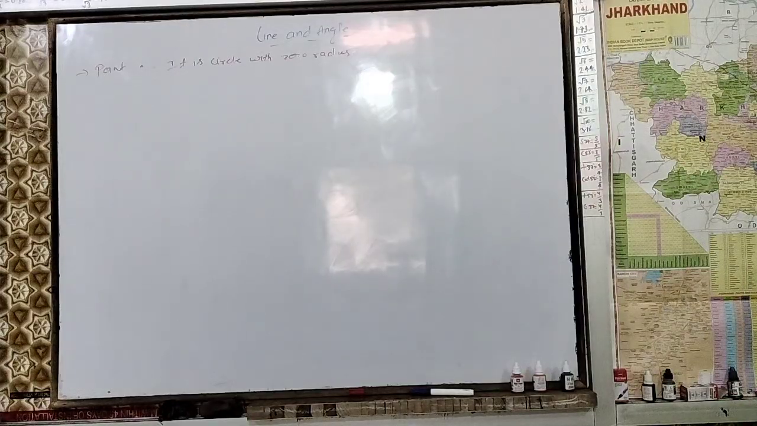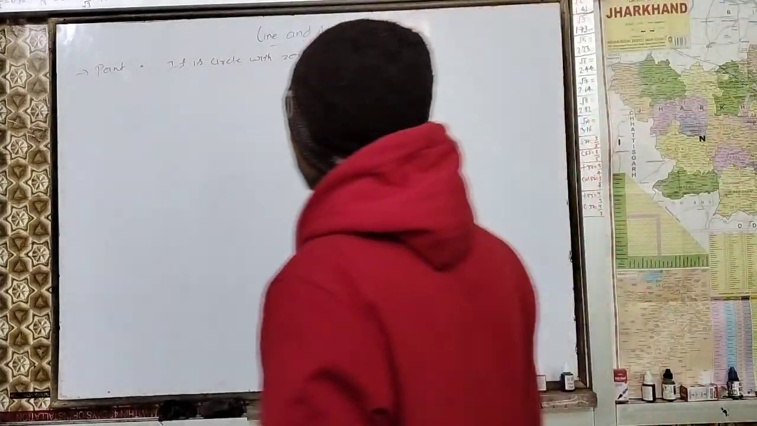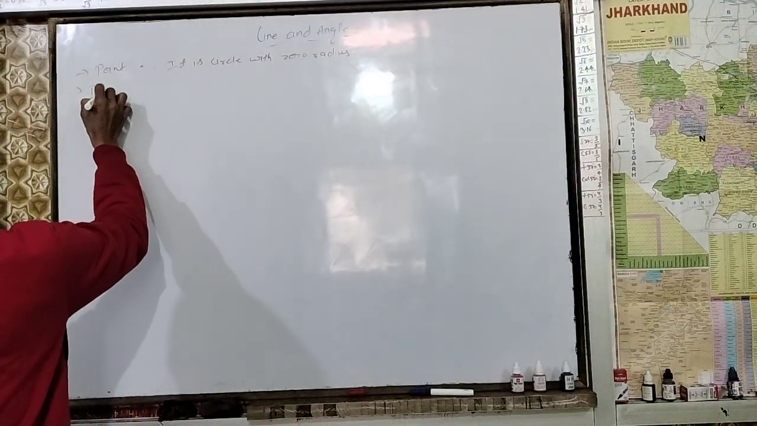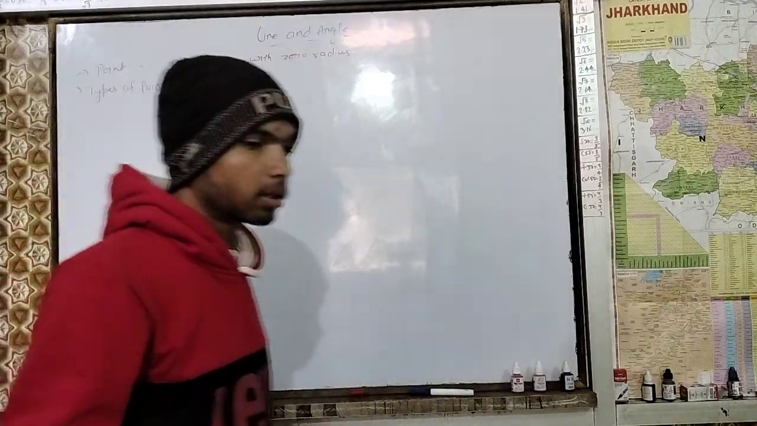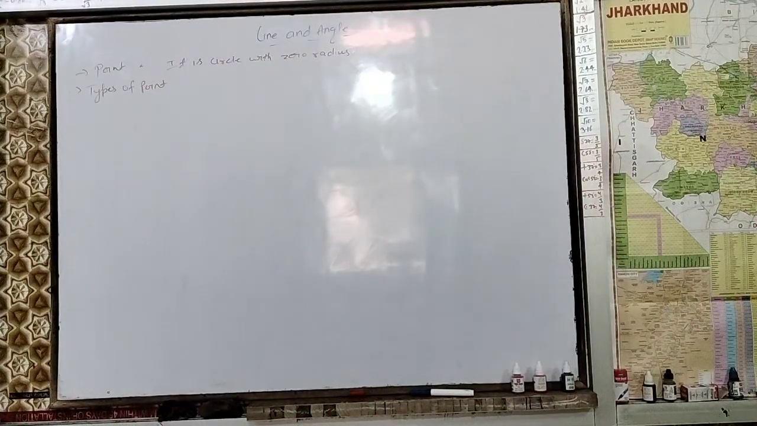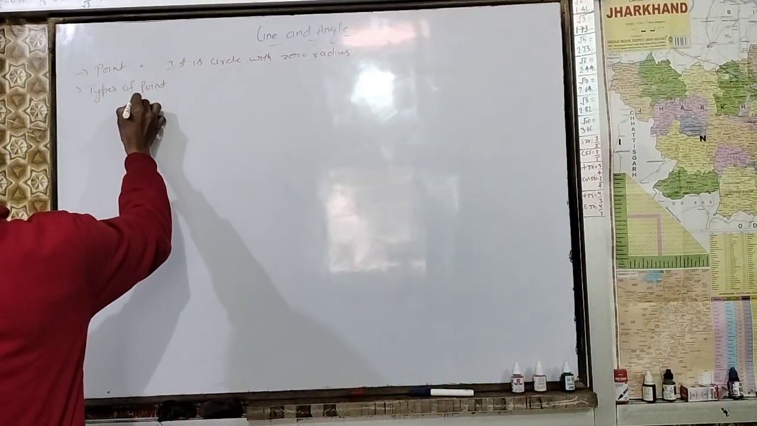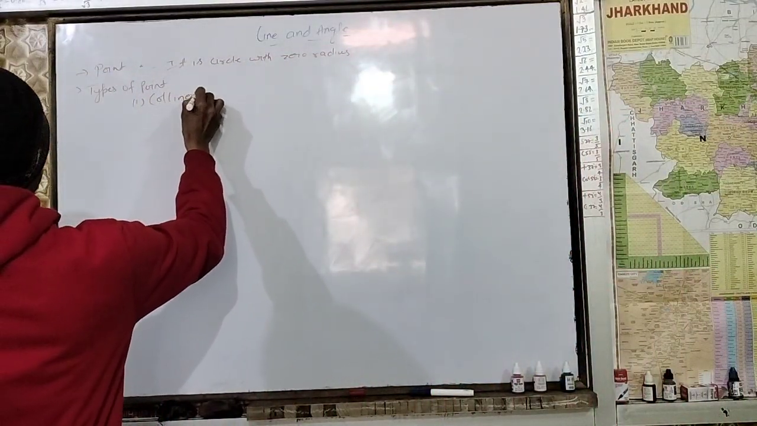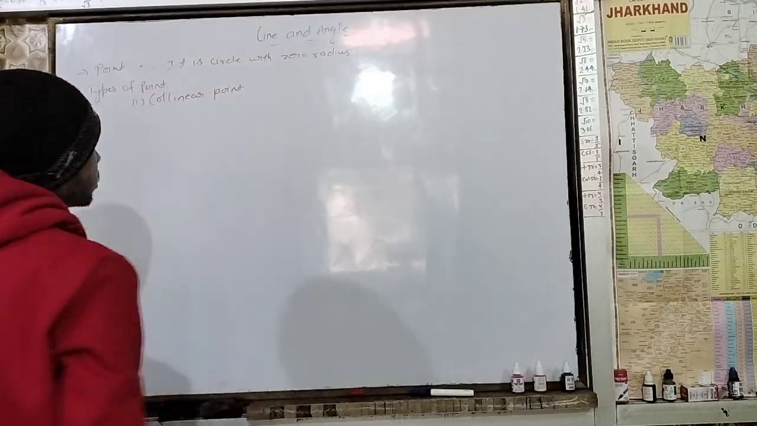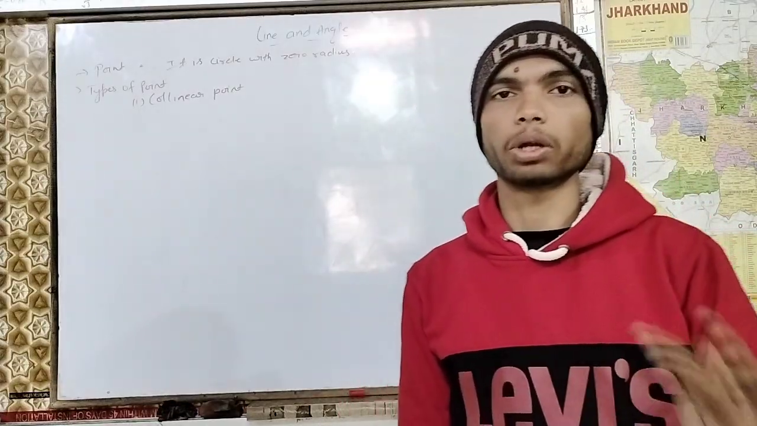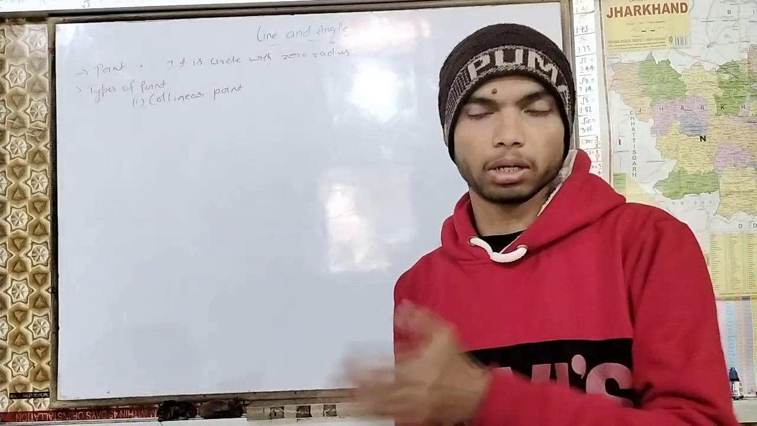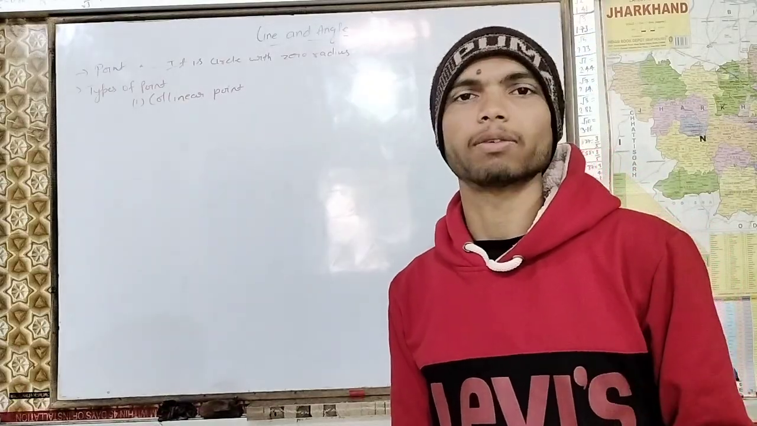Now next, types of a point. Right now we are understanding three types of point. First is collinear point. Remember, there is a word point. The word point is added with collinear. Together we call it a collinear point. So finally we can say yes, it is a point. But what kind of a point?